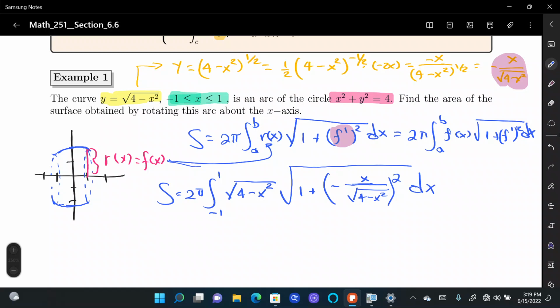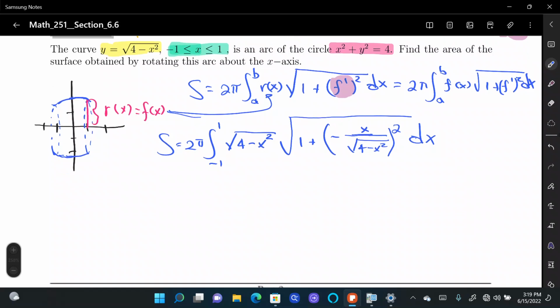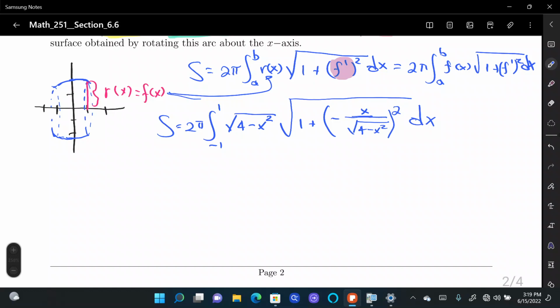So on the one hand, let's simplify the quantity inside of the radical. Okay, so this will be, let me see if I can make this a little smaller.